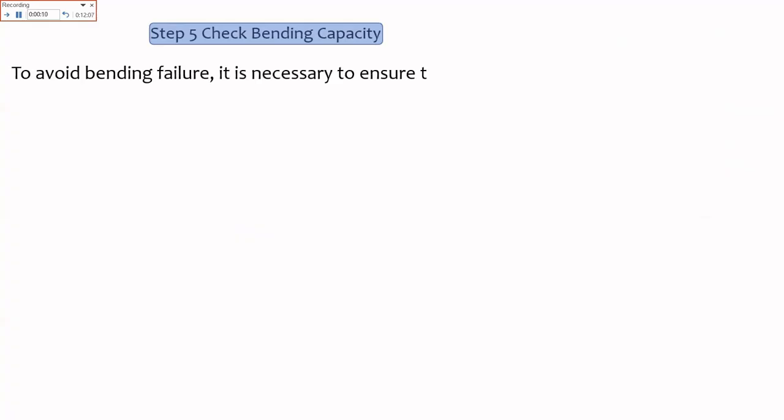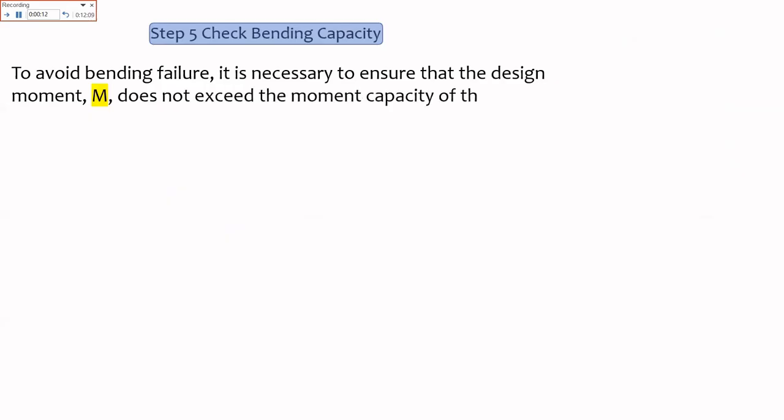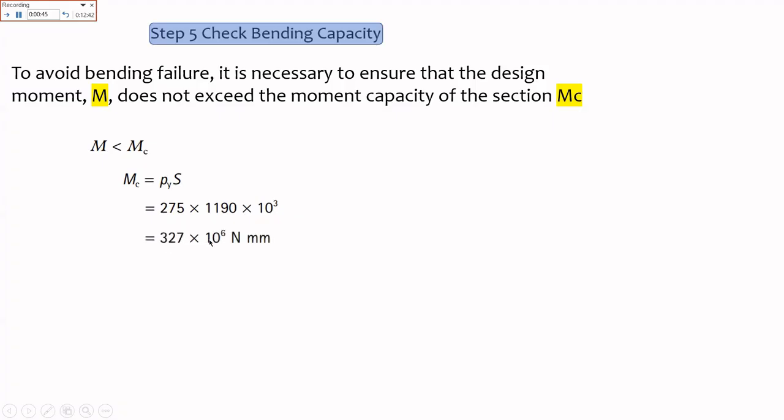To avoid bending failure, it is necessary to ensure that the design moment M does not exceed the moment capacity of the section. In other words, M, the applied moment, should be less than the moment capacity of the beam. So the moment capacity is given by Py, the design strength of the steel, multiplied by the section modulus, Sx. This one I have already calculated. Our Sx is 1190 multiplied by 275. You will get 327 times 10 raised to power 6 newton millimeter.